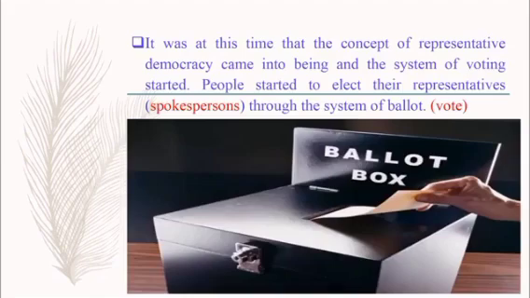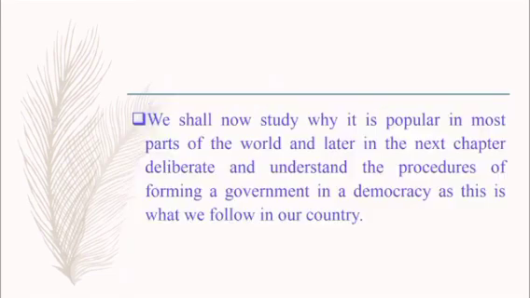It was at this time that the concept of representative democracy came into being and the system of voting started. People started to elect the representatives through the system of ballot, that is, voting system. Here we can see the picture of ballot box. We shall now study why it is popular in most parts of the world, and later in the next chapter deliberate and understand the procedures of forming a government in a democracy, as this is what we follow in our country.